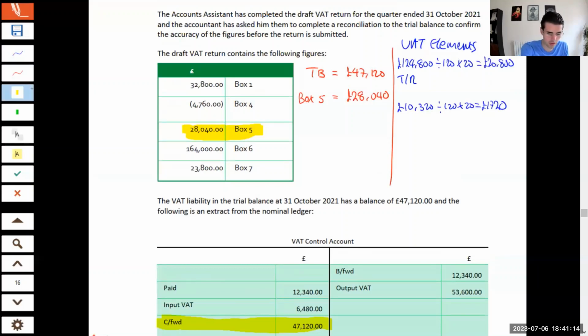So we found the VAT elements for trade receivables and trade payables, respectively. So now what I need to do is say, okay, what do these equal? Now, of course, purchases is input tax, so I will offset those against each other. 20,800 minus 1,720 equals a total, thank you, Rob, of £19,080.